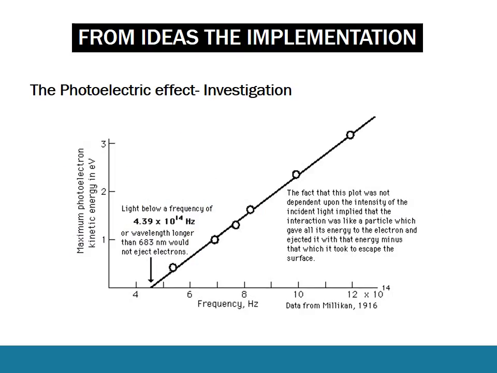These are curves you'll be really, really familiar with by now. This is the E equals HF curve with a work function. So it's E equals HF minus phi, minus the work function. And clearly it's not dependent on the intensity of the light, it's dependent on the frequency.